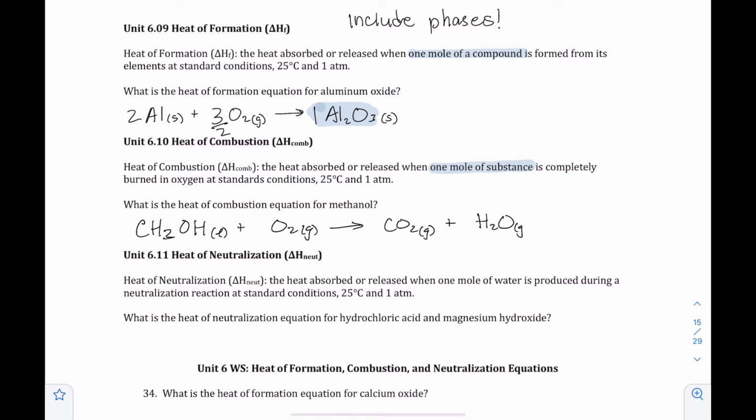Now the balanced equation for methanol combusting is a 2 to 3 to 2 to 4 ratio of methanol reacting with oxygen to form carbon dioxide and water. But remember, we want 1 mole of substance combusting. So we need to divide by 2 across the board to get 1 mole of methanol. So that'll give us a 1 to 3/2 to 1 to 2 ratio in our balanced equation.